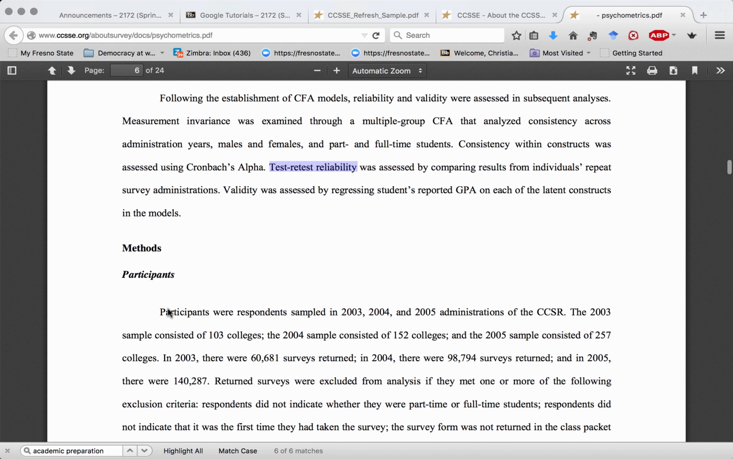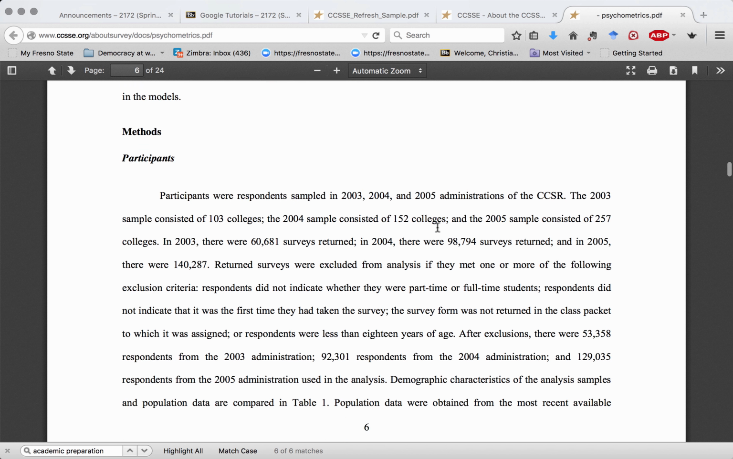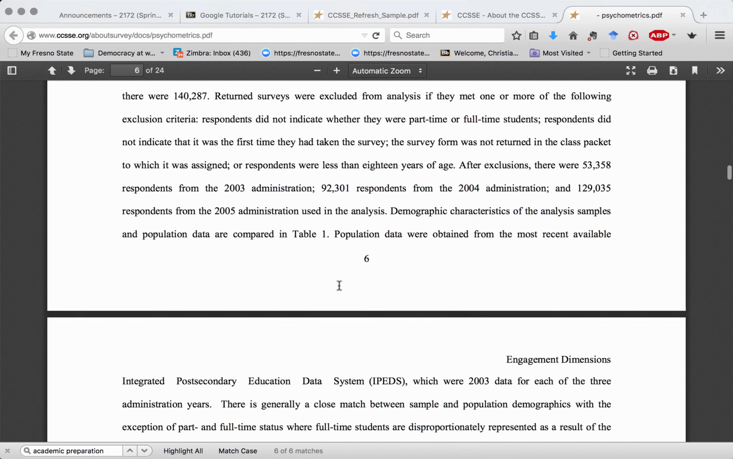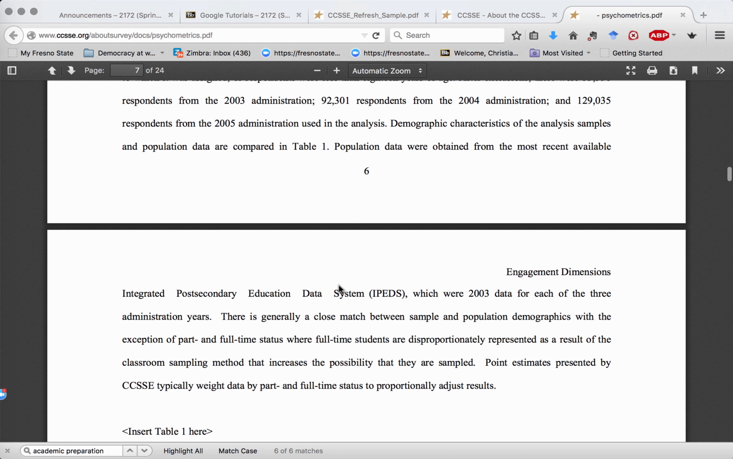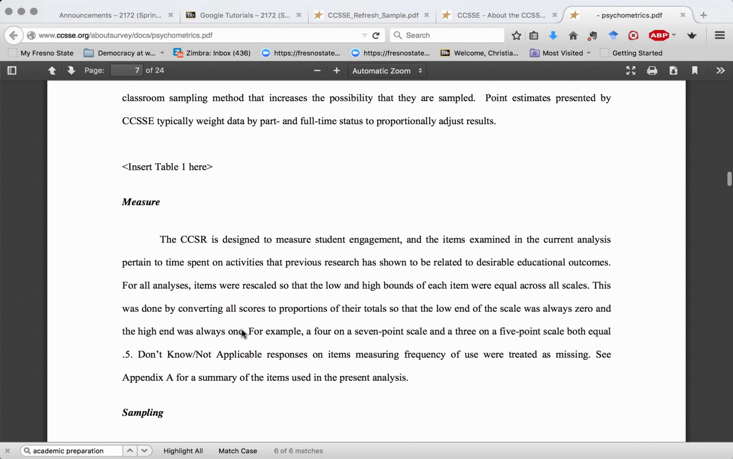Then here the method section, right? We see participants, we see 3 years, 2003, 2004, 2005, from 103 colleges, right? In 2003, over 60,000, 2004, over 98,000, and 2005, over 140,000 responses. So huge samples. Wonderful for statisticians, right? And then we go into the measure.